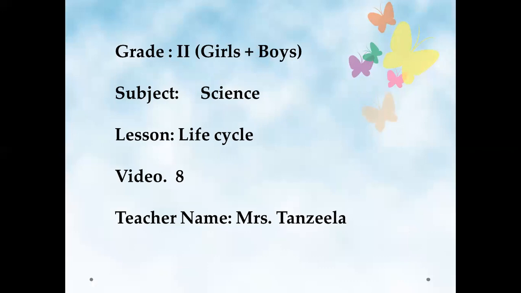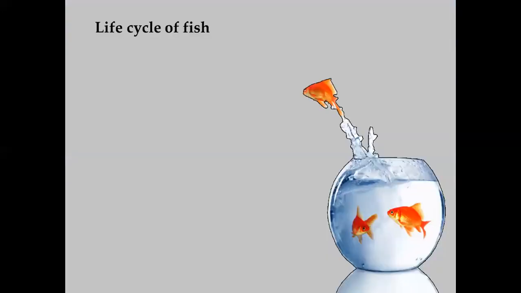Today, we will study the life cycle of fish and butterfly. As we have already learned in a previous lecture, what is the life cycle of an animal? A life cycle of an animal is all the stages in its life, and it shows how an animal makes a copy of itself by having babies.